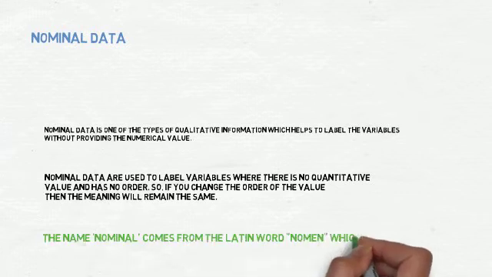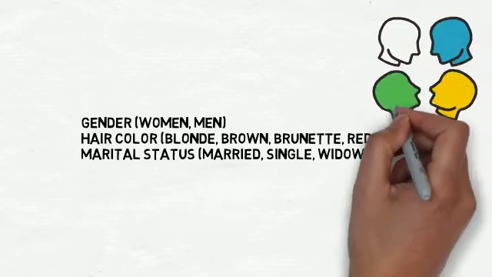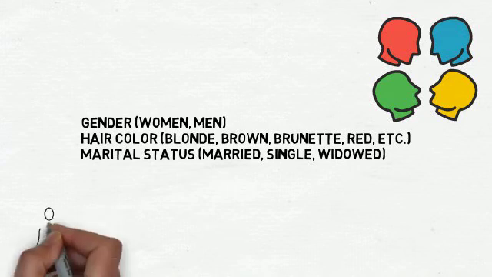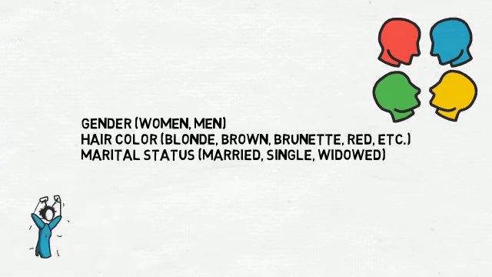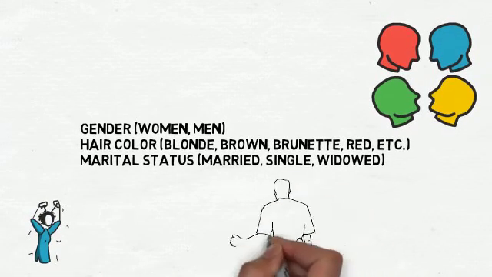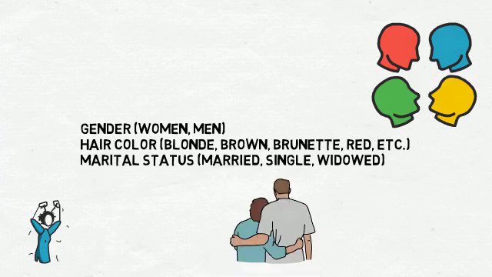Let's see some examples. Gender, hair color, and status. As you see from the examples, there is no ordering to the variables. Even eye color is a nominal variable having a few categories, blue, green, and brown, and there is no way to order these categories from highest to lowest.